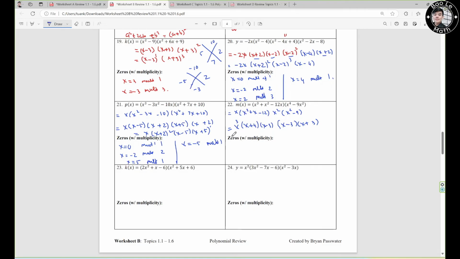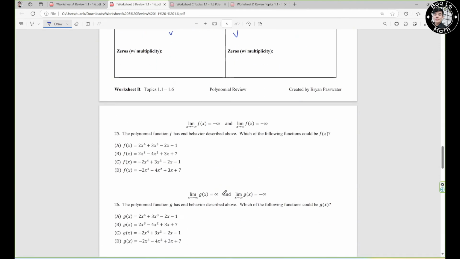Okay, so you need to find the zeros. So the first one, s equal to 0, multiplicity of 3. The second one, you're going to combine this guy and this guy right here, so it can be squared, so I don't need to write this one. So it can be s equal to negative 4, multiplicity of 1, s equal to 3, multiplicity of 2, and the last one, s equal to negative 3, multiplicity of 1, right? This is power 1, this is power 1. Okay, so the last ones, 23 and 24, I leave it for you to practice.